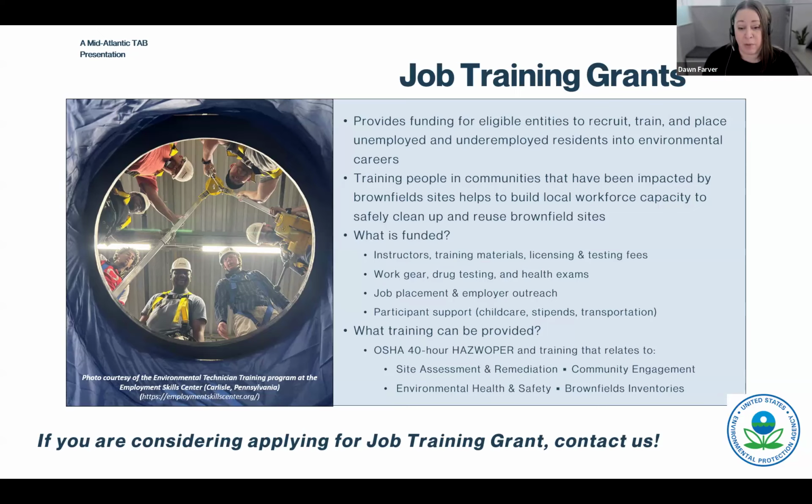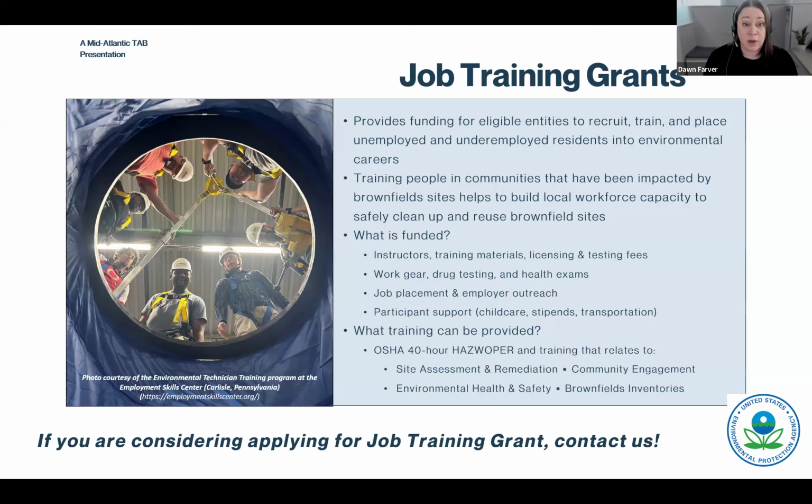Regarding what training can be provided, we require all of the students who are enrolled in your program to take the 40-hour OSHA HAZWOPER training, so hazardous waste operations and emergency response. That's the minimum certification that they need to make sure that they take. Everyone has to take that.